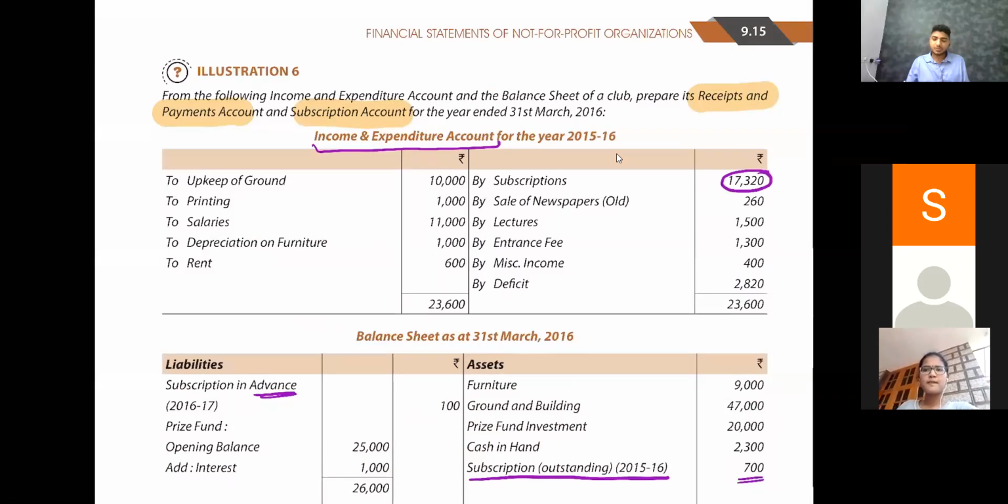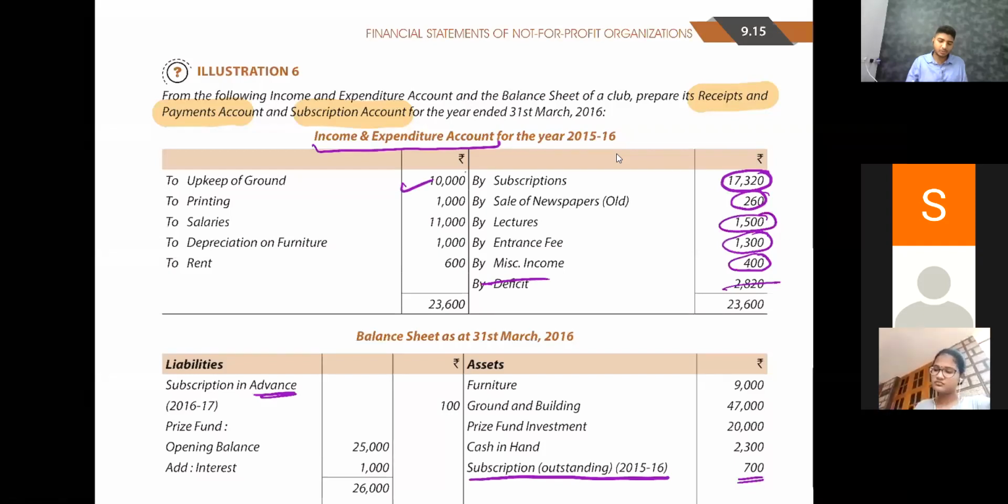Sale of newspaper should go to receipts and payment account. Answer is yes. By lectures 1,500 should go. Answer is yes. Entrance fees should go? Should go. Miscellaneous income should go? Should go. Deficit should not go, because this is nothing but loss. It is not a receipt, not a payment. It should not go. Next, upkeep of ground, it is an expenditure.